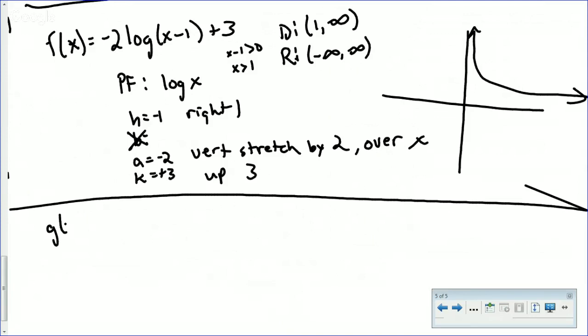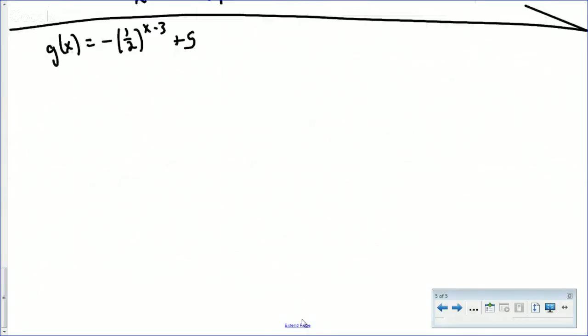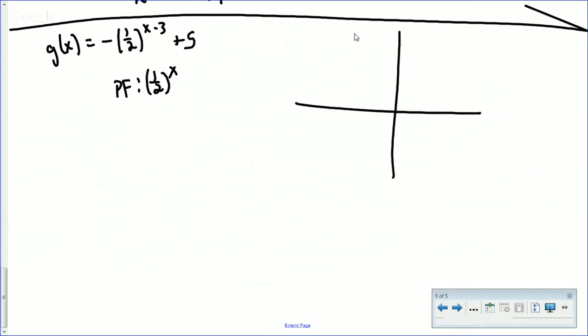So the next one is g of x equals -(1/2)^(x - 3) + 5. Okay, so again, we'll start with the parent function. My parent function is (1/2) to the x, so that's exponential decay. So we start off with this right here. Okay, so then we do h, b, a, k. H is -3, so that goes right 3.